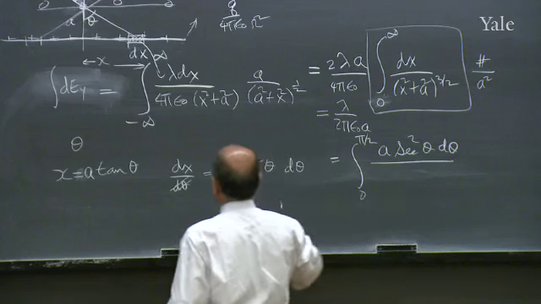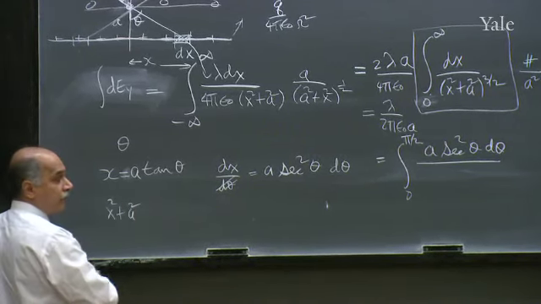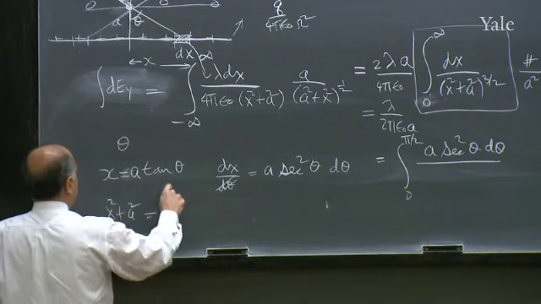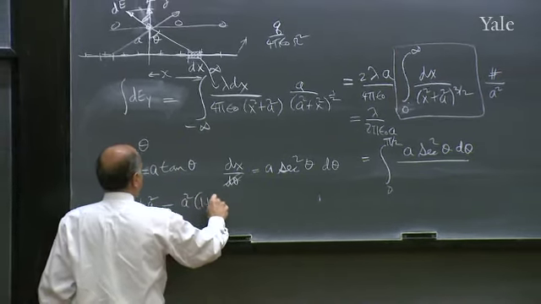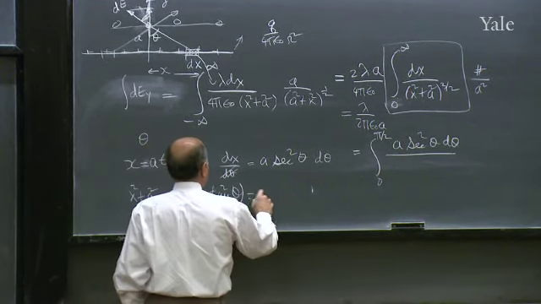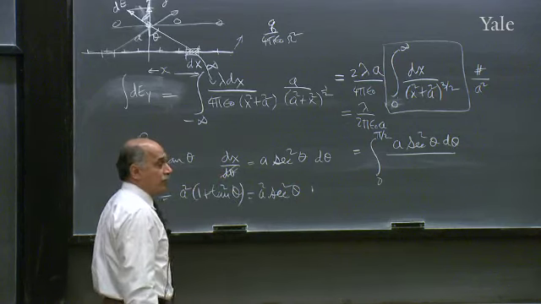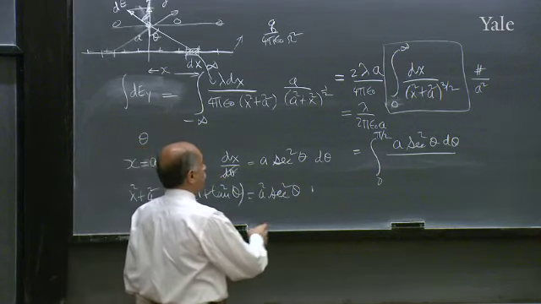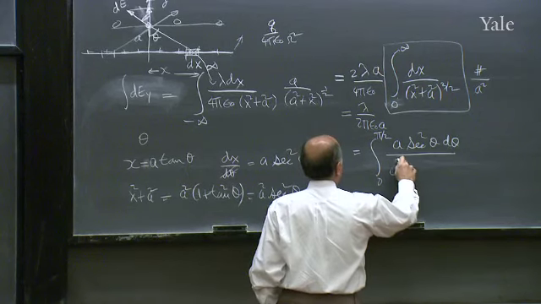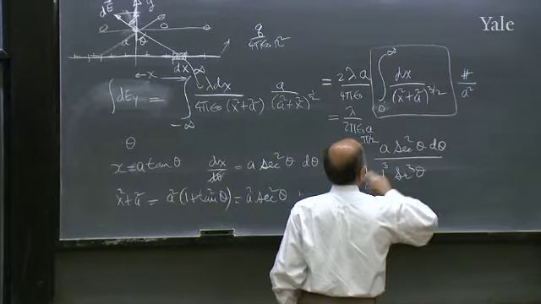Now let's look downstairs. Downstairs I got x squared plus a squared. x itself is a tan theta, therefore it's a squared times 1 plus tan squared theta. 1 plus tan squared theta happens to be secant squared theta. That to the power 3 over 2, which is what I want, will give me an a cubed secant cubed theta.